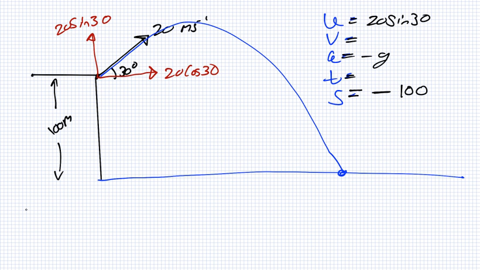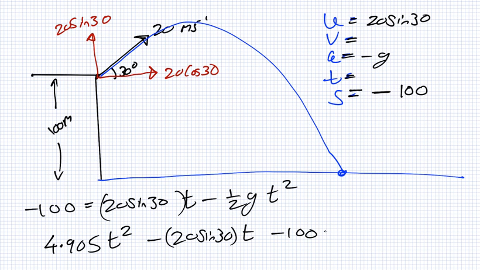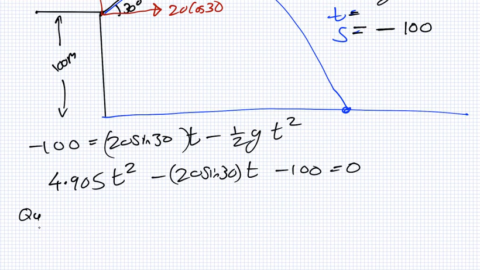So we can say S equals UT plus a half AT squared, or in other words, 4.905 T squared minus 20 sin 30 T minus 100 equals 0.